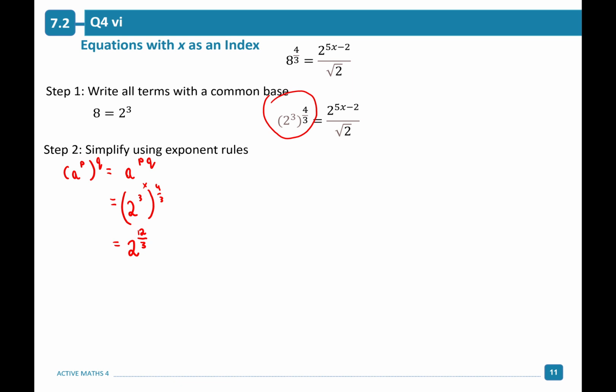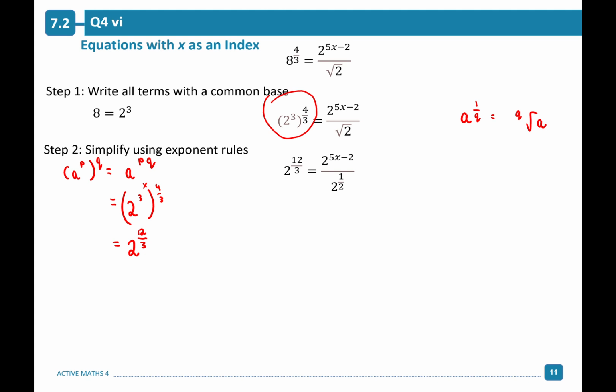And now looking at my right-hand side, I have root 2. So using rule 6, a to the power of 1 over q can be written as the q-th root of a. So any surd can be written as a fractional exponent. This gives me 2 to the power of 12 over 3 equals 2 to the power of 5x minus 2, over 2 to the power of a half.